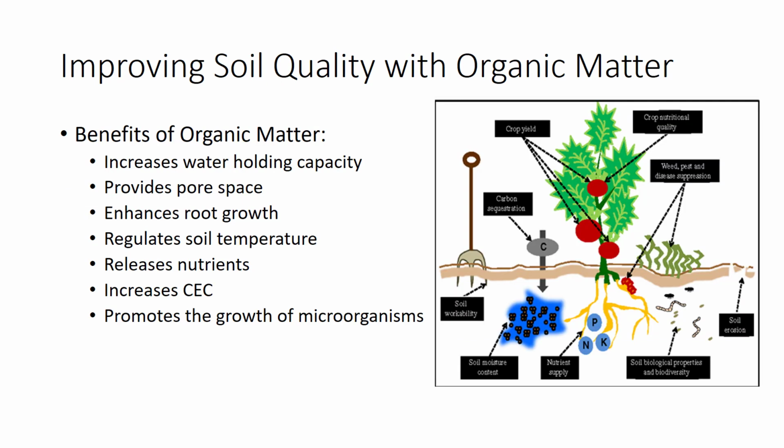Organic matter is very important for good quality plant growth. There are a number of benefits of organic matter in the soil, including increased water holding capacity, provide pore space, which enhances aeration that is critical for good plant growth, prevent small particles of clay from producing a solid mass, thereby enhancing root growth, regulate the soil temperature, release small amounts of nitrogen and other nutrients as it decays, increase the cation exchange capacity, CEC, which is a measurement of the soil's ability to hold nutrients, and promote the growth of microorganisms, which in turn helps to condition the soil.